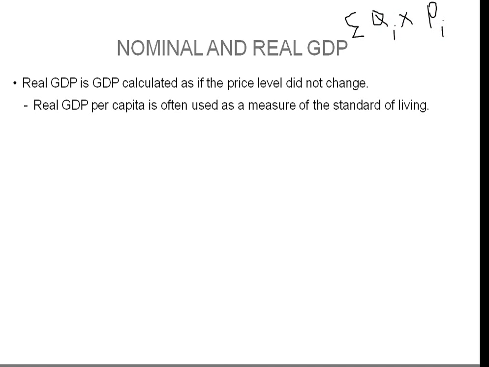When we assume the price is not going to change, that is, when we calculate GDP with the previous year's prices or some base year prices, that is called real GDP, as we assume that price has not changed. Real GDP per capita is often used as a measure of standard of living. It is a better method than many others to study standards of living.